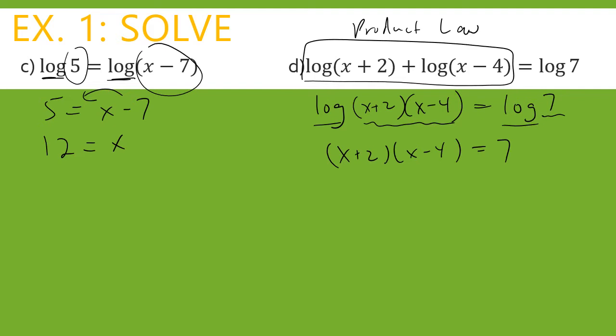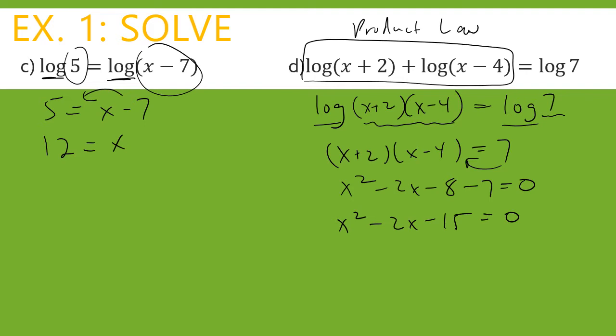FOIL, collect like terms. I'm going to cut to the chase here. I'm assuming we all know how to FOIL and collect like terms. You would get x squared minus 2x minus 8. Bring that 7 over, becomes minus 7 equal to 0. x squared minus 2x minus 15 equals 0. How do I solve that? How do I solve a quadratic?